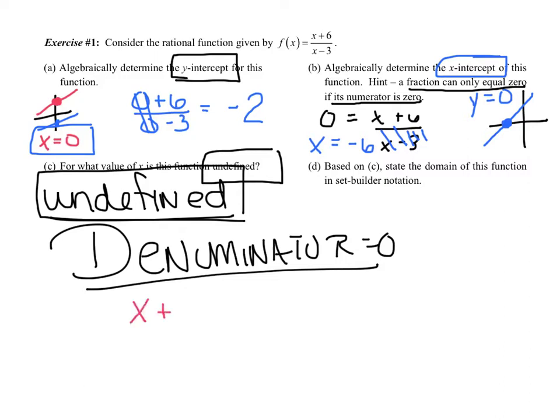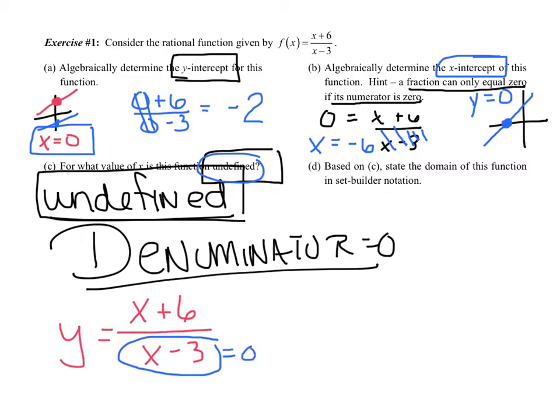So if I say x plus 6 over x minus 3 is my function, alright, and every time I see that word undefined, I'm strictly saying when does my denominator equal 0? So I'm really just saying when does x minus 3 equal 0? We'll add that 3 over, and I get x equals 3. This is when my fraction is undefined.